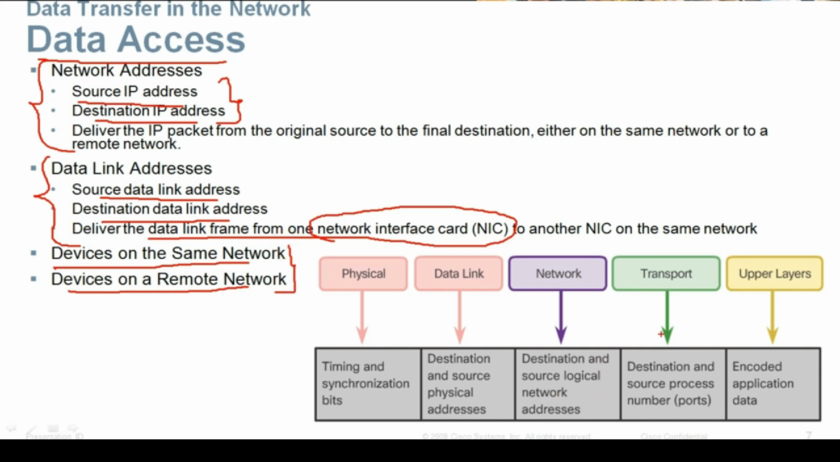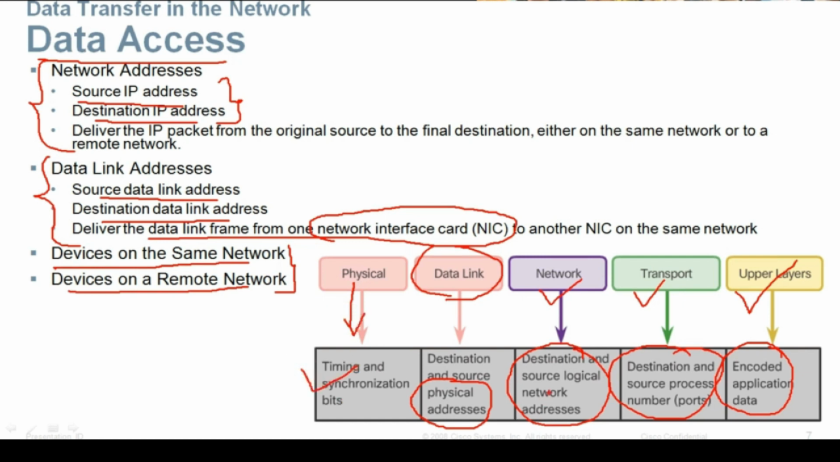Now let us understand that figure. In the upper layer, like the application, you have the encoded application data. Then when you move down to the transport layer, you require port addressing, which specifies on which particular port number the process is running in the computer or device. Then in the network layer, you have to specify the logical network addresses, which are the IP addresses. Then in the data link layer, you have to specify the physical address, which is the MAC address of the computer. And finally, in the physical layer, you have to think about the timing and synchronization of a bit.